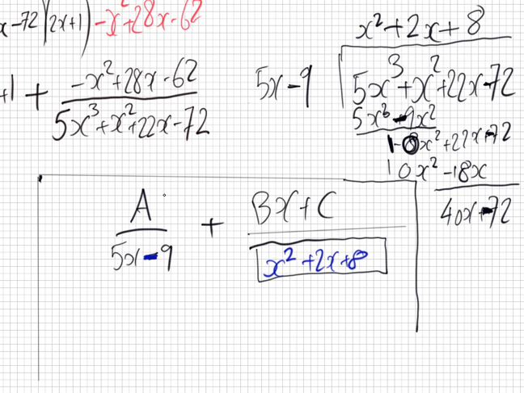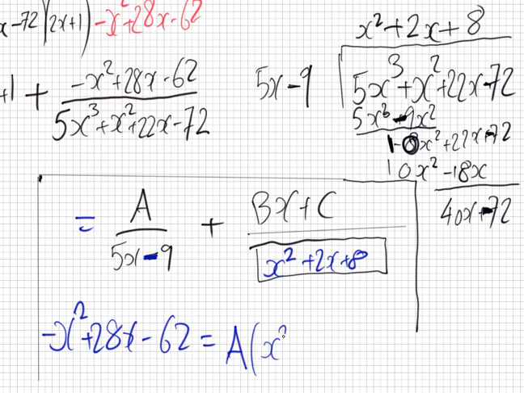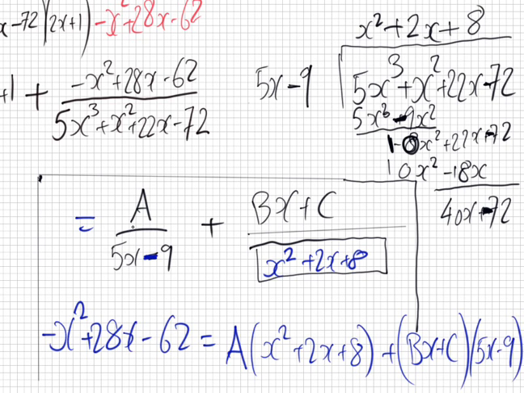Okay. Let me sharpen up my pluses and minuses. So that's a minus there, remember. So what do I do next here? Well, I multiply. You've got to imagine this is down here. This is equal to that. So what do I do next? I multiply everything by this cubic here, and I'd be left with minus x squared plus 28x minus 62 equals a times x squared plus 2x plus 8 plus bx plus c times 5x minus 9.